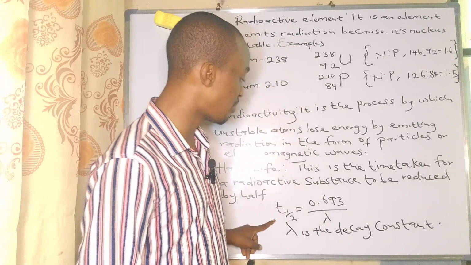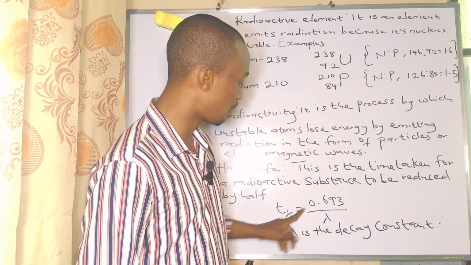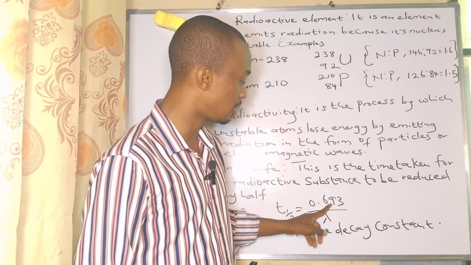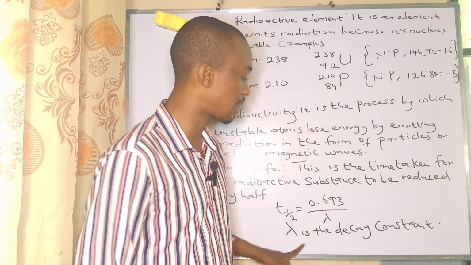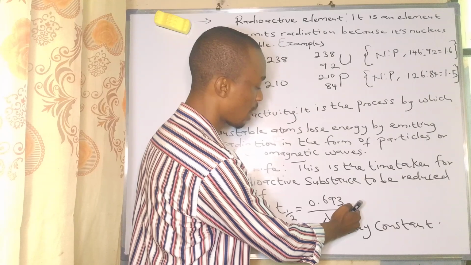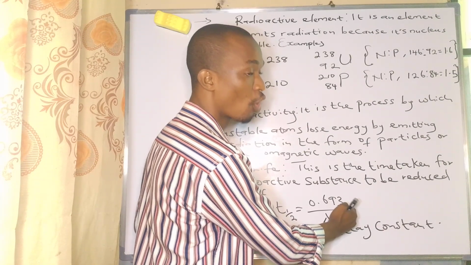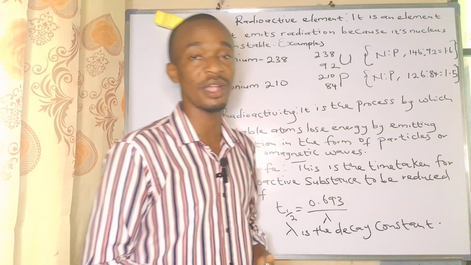And then half-life is given by the formula T subscript half is equal to 0.693 over lambda. This lambda is called the decay constant. I'm going to dedicate a video to derive this particular formula. Yes, I will do that. So all you need to do is to continue watching my videos.